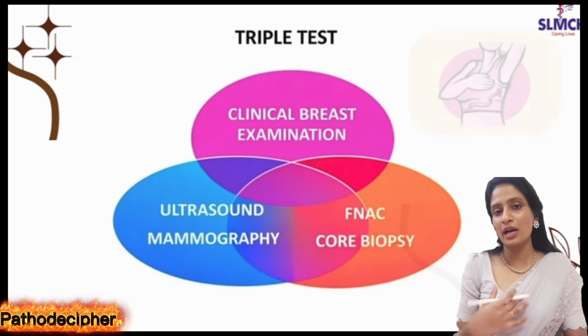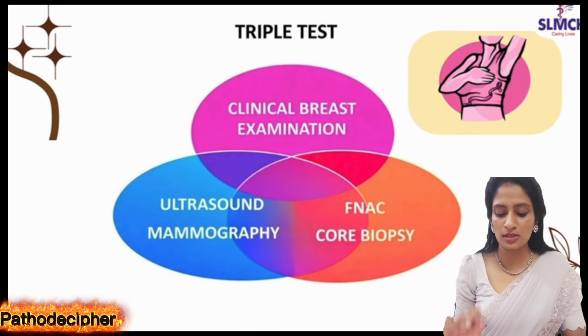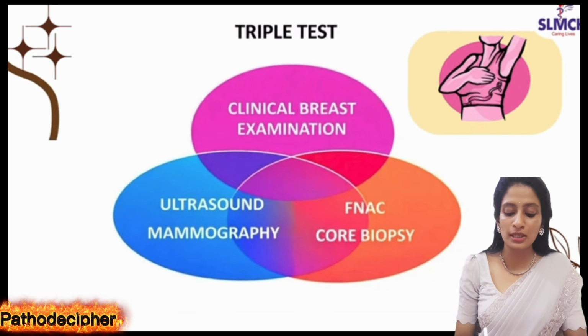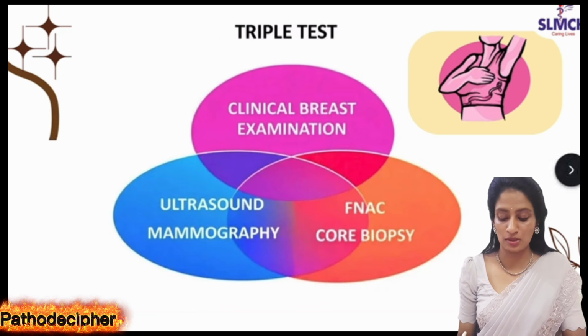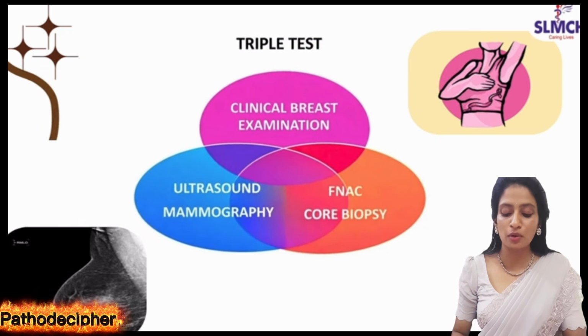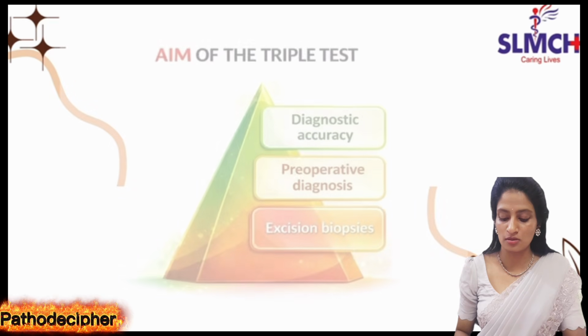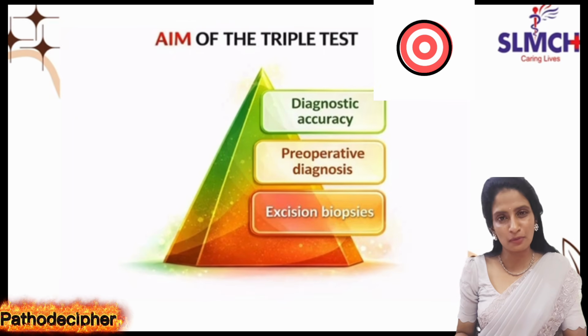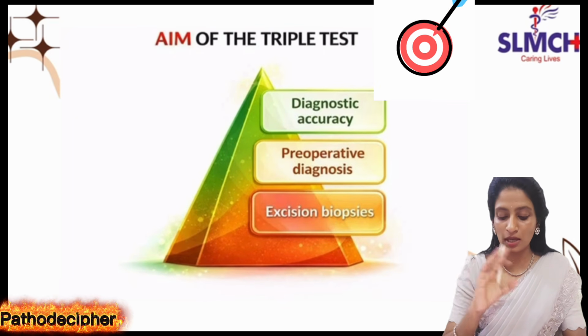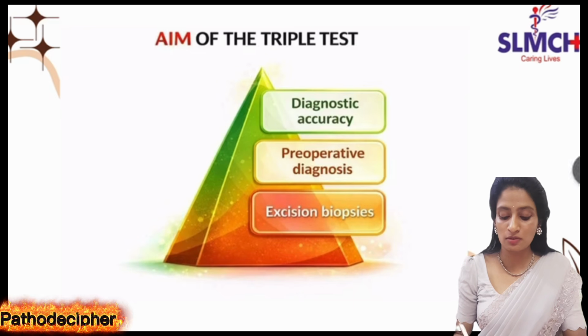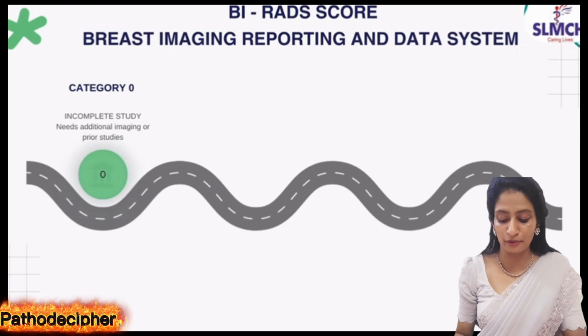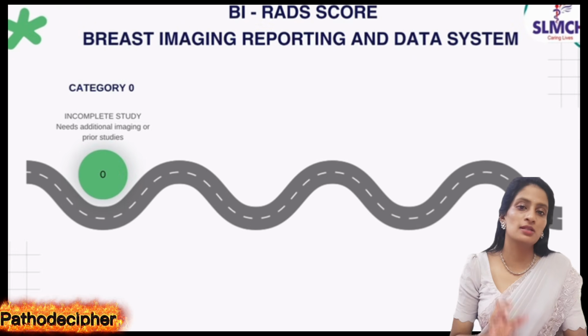Okay, and we have to know a little bit about the triple test. What is the triple test? It includes the clinical breast examination, ultrasound or mammography, FNAC, and core biopsy. All these three are very important in giving the diagnosis. And what is the aim of the triple test? They diagnose with accuracy, pre-operative diagnosis will be done, and excision biopsies can be performed. So that is what they are mainly trying to say about this.